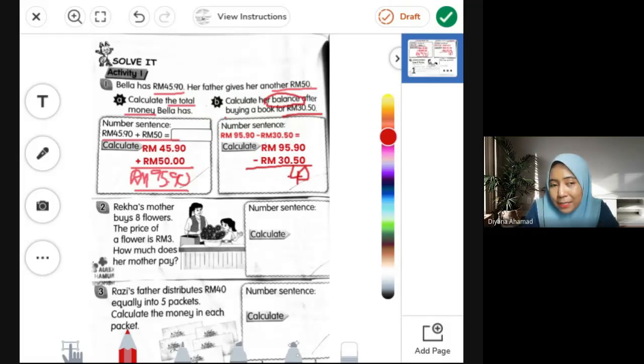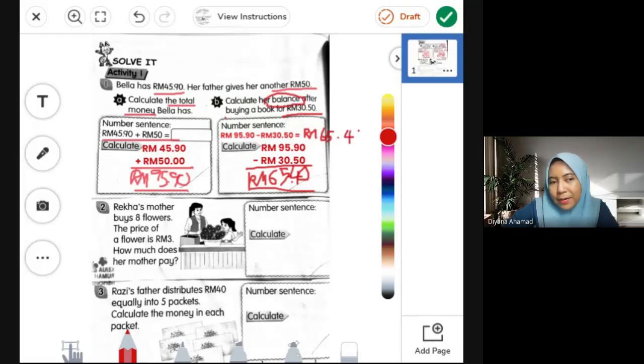So 5 minus 0, 5. 9 minus 3: 9 in your mind, 3 on your fingers. Before 9: 8, 7, 6. So you put 6. Because this is money, don't forget RM. So you put your answer here: RM65.40, 65 ringgit 40 cent. Okay, everyone? Don't forget to do it like that.